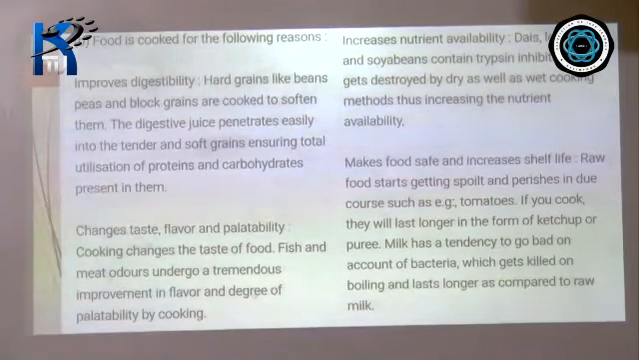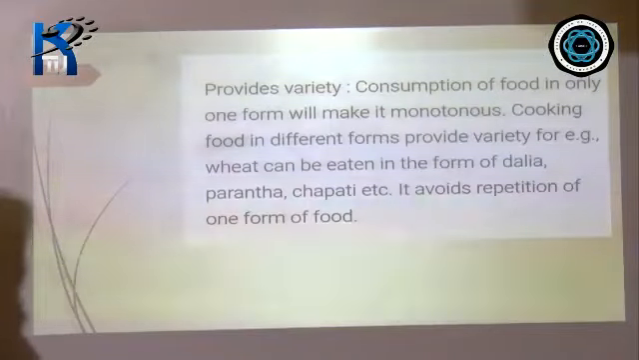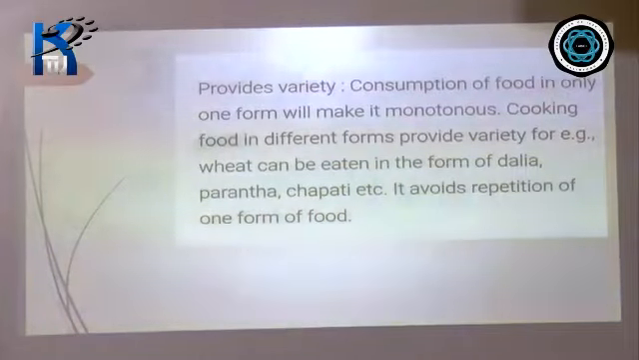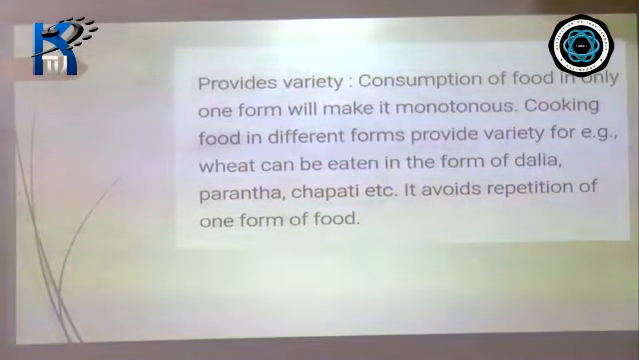So in this manner, we find that each of these answers carry 5 marks. Then cooking also we find improves the variety. That is, it doesn't make it monotonous. Wheat, for example, the form of wheat can be changed into dalia, paratha, chapati, etc. So repetition doesn't take place, and we can keep changing the same type of nutrient and change it into different forms for different meals.